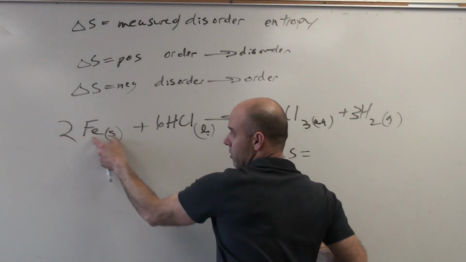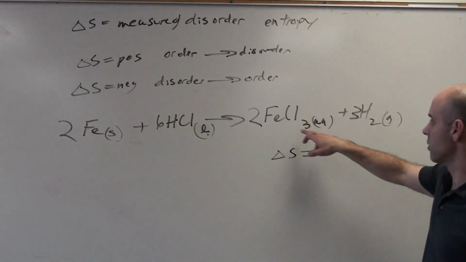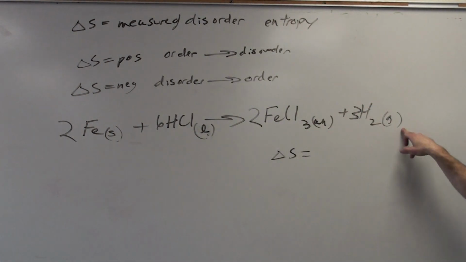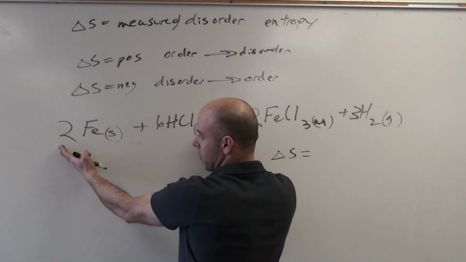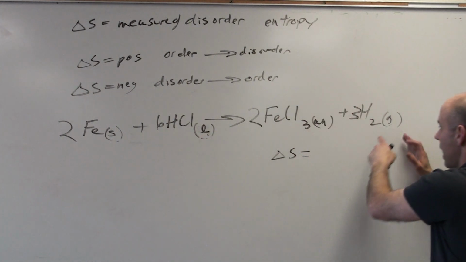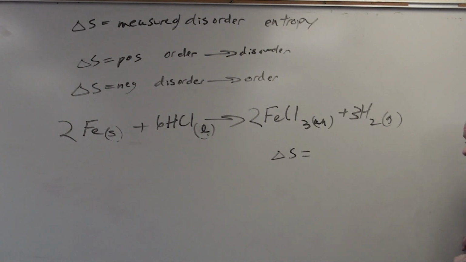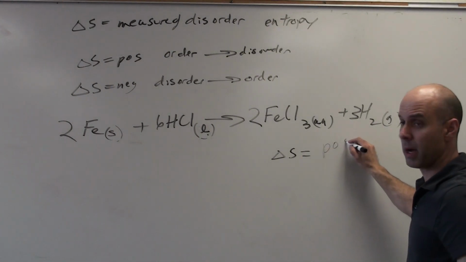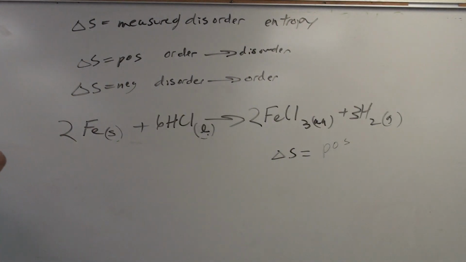So we have 2 moles of solid and 6 moles of a liquid, going to 2 moles of an aqueous solution and 3 moles of a gas. So this side is going to be much more ordered because I've got a solid and a liquid. On this side, I've got a gas, which is going to be much more disordered. So the delta S of this would be positive. What about, let's say, this reaction?